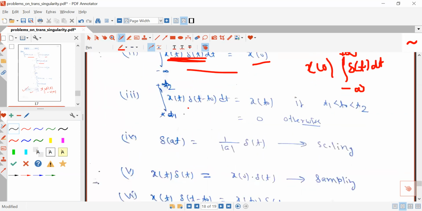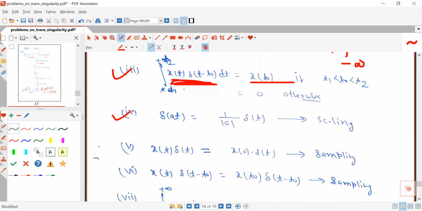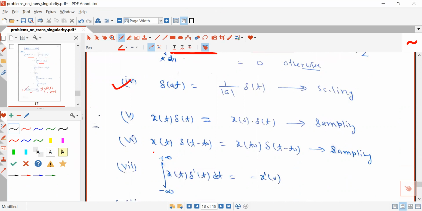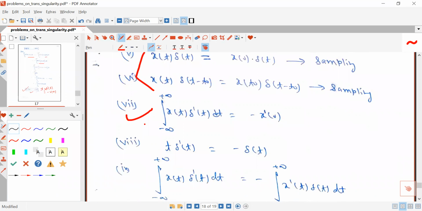Similarly, by the use of sampling property, you can write this product as x(t naught) delta(t minus t naught). And again delta(t minus t naught) from t1 to t2 will be the area under delta(t minus t naught), and it will be equal to 1. You will get x(t naught). So these two are the shifting properties which I have discussed in the previous video. This is a scaling property which I have discussed today in this lecture. And these two are the sampling properties. This is the differential property, and this is the amplitude reversal.